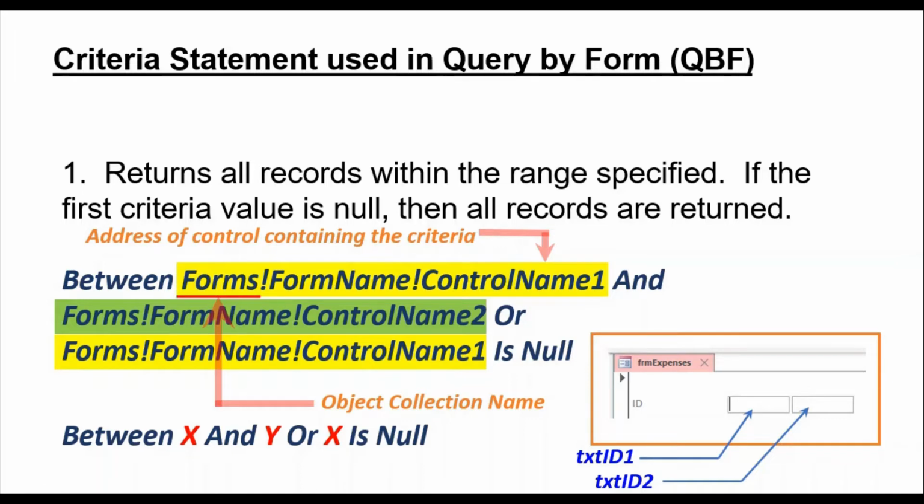How does it work? It will return all the records within the range you specified. But if the value of the first text box is null, it will return all the records.